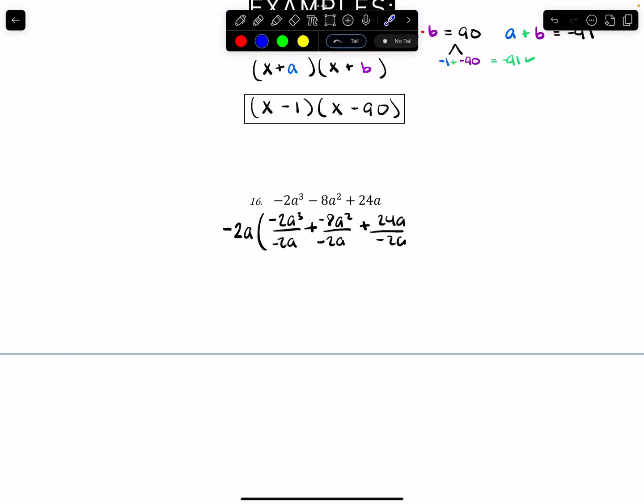So I'm going to write this as negative 2A cubed over negative 2A plus a negative 8A squared over negative 2A plus 24 over negative 2A. A's cancel out with A's. Negative 2's cancel out with negative 2's. Negative 8 divided by negative 2 is a positive 4. 24 divided by negative 2 is a negative 12, leaving us with negative 2A times A squared plus 4A minus 12.